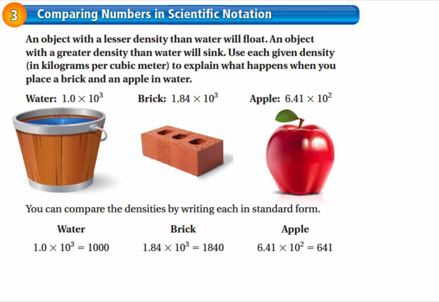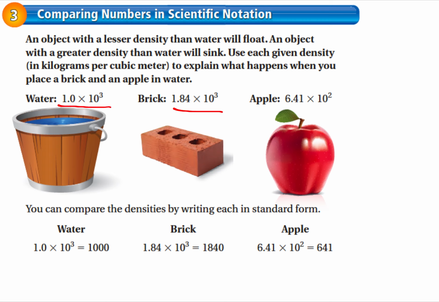An object with lesser density than water will float. An object with greater density than water will sink. Use each given density in kilograms per cubic meter to explain what happens when you place a brick and an apple in water. So let's compare here the water and the brick.